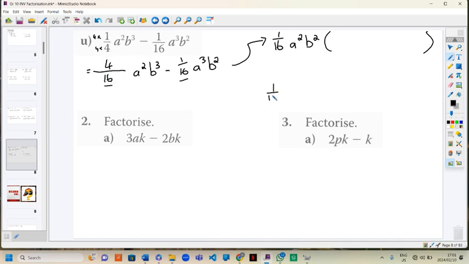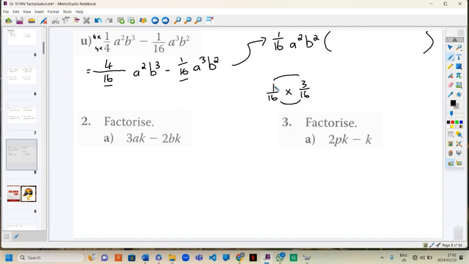So 1 over 16, let's say we say it was 3 over 16, multiplied with 3 over 16. So we took 1 away there, we just make it 3. How do I multiply fractions? It's top, top, bottom, bottom.